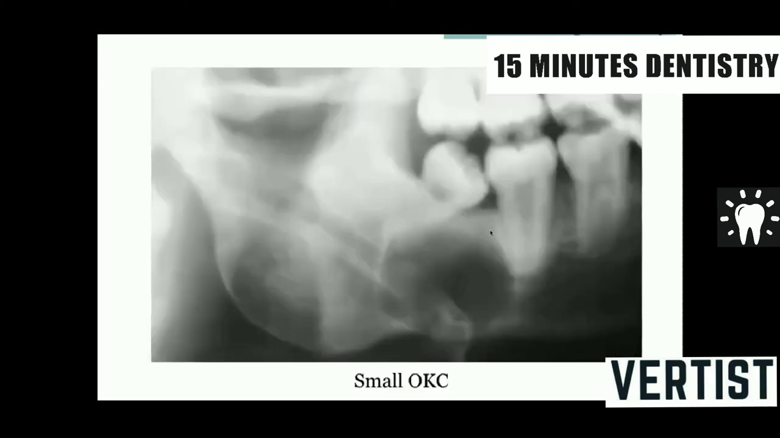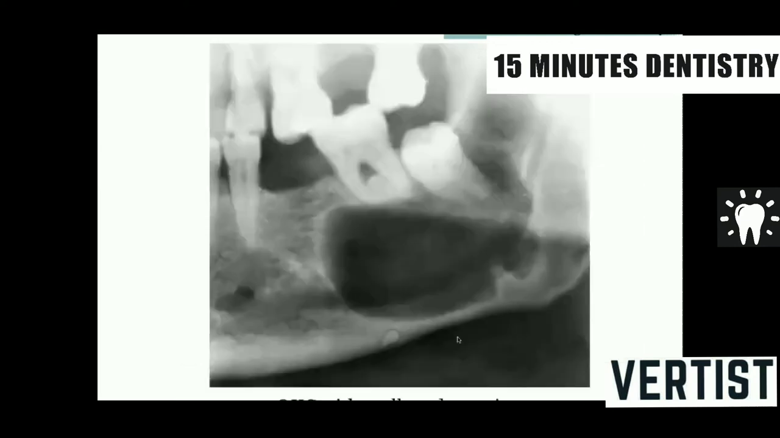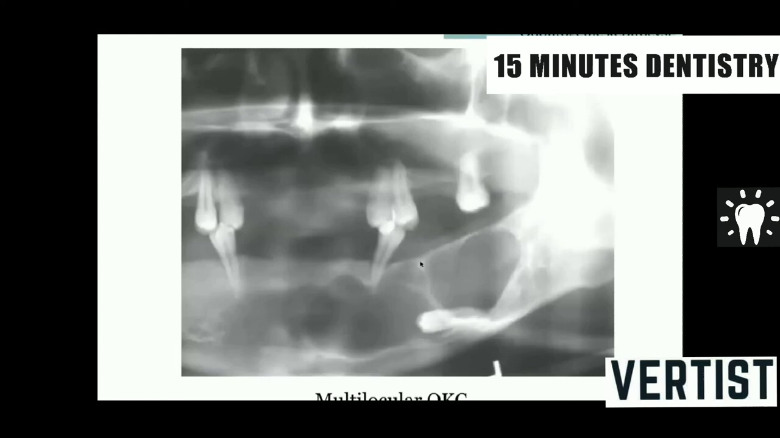So this is a small OKC found between roots of posterior molars. This is the OKC again with scalloped borders. This scalloping is usually seen extending between roots of adjacent teeth, and this is one of the reasons why this cyst is recurrent in nature. Because of this scalloping, removal of the cyst along with the borders becomes difficult. And this is an envelopmental type of cyst, as it is enveloping the tooth, and this tooth has almost been pushed towards the inferior border of the mandible.